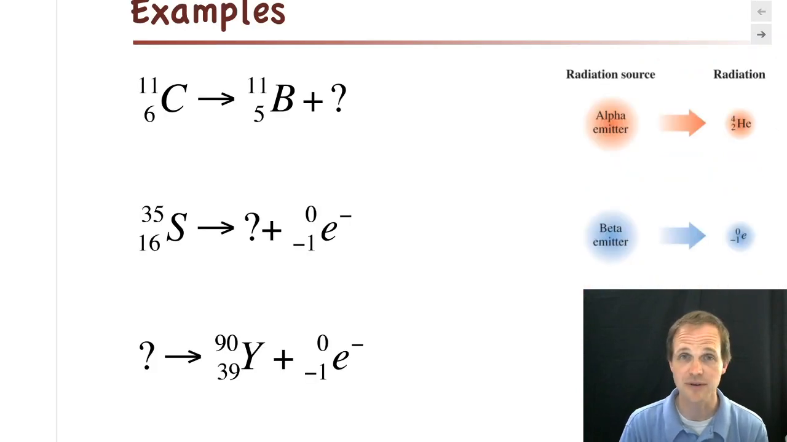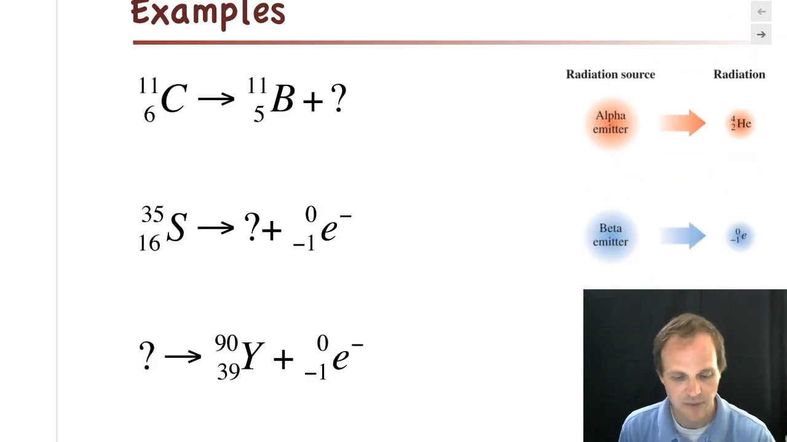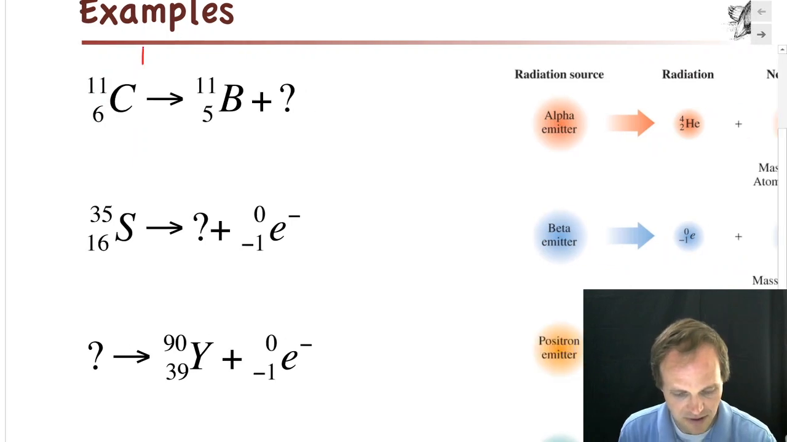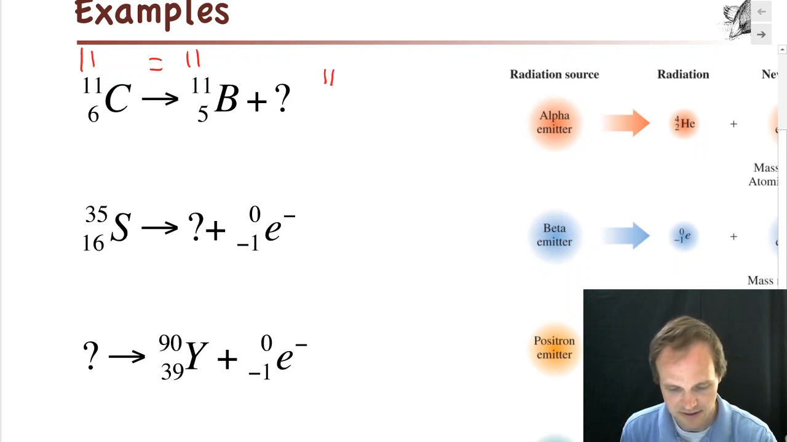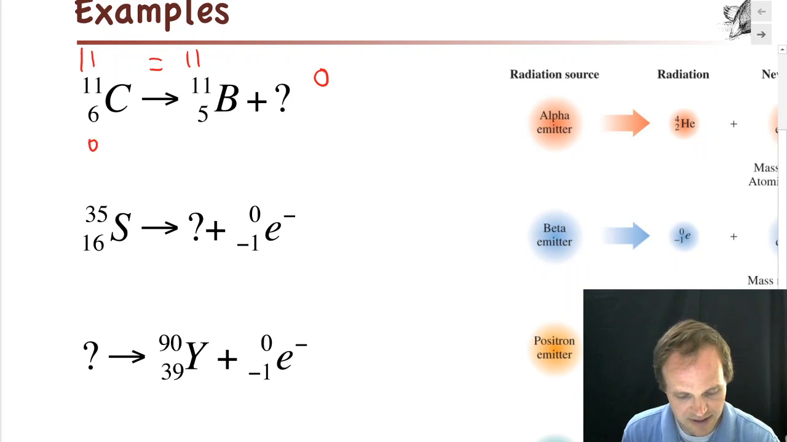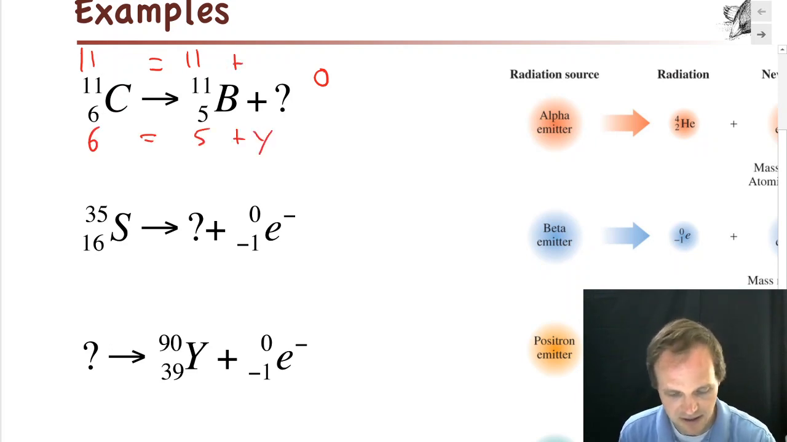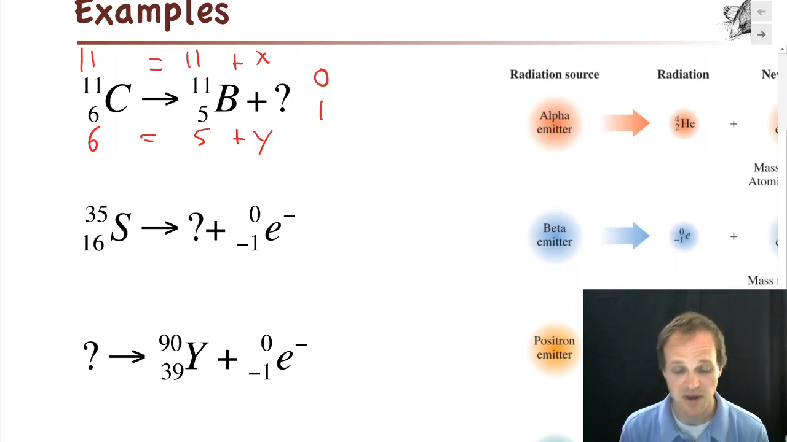All right, you're back, which means I assume that you did it. We're going to balance mass number and atomic number. Remember, the arrow acts as our equal sign mathematically. So 11 equals 11 plus, oops, not plus 11, plus 0. And on the bottom, we get 6 is equal to 5 plus y. And that means we've got a 1, and that's a positive 1.